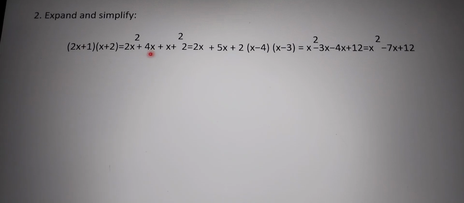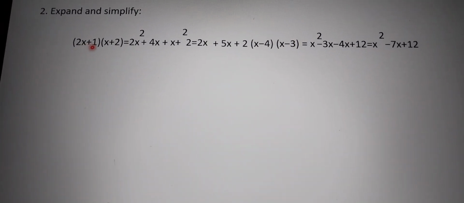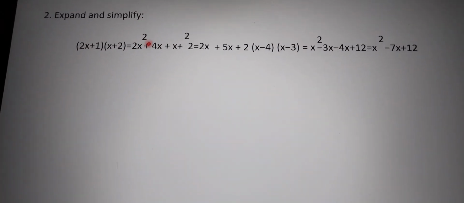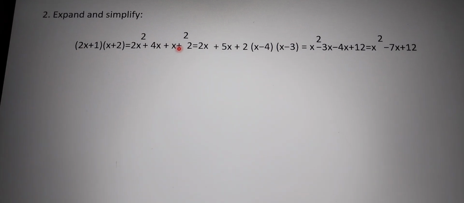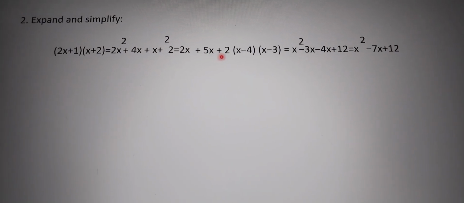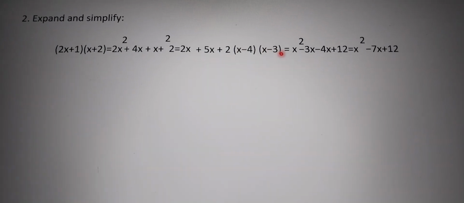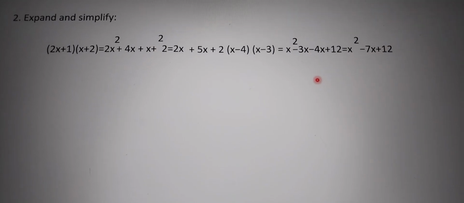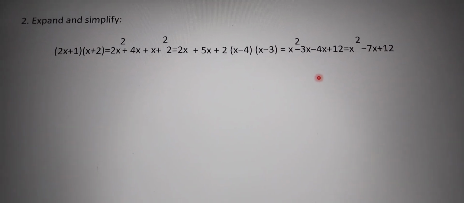It has been expanded right now in a more simplified way. We have here (2x plus 1) in a bracket, in another bracket (x plus 2), is equal to 2x squared plus 4x plus x plus x squared, which is 2x squared plus 5x plus 2, and another bracket (x minus 4) and there is (x minus 3) in another bracket, equal to x squared minus 3x minus 4x plus 12, which is equal to x squared minus 7x plus 12.